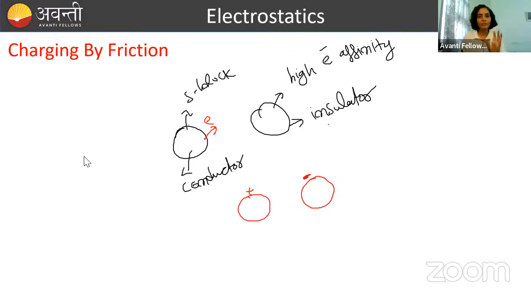So at first look, initially this was neutral and this was also neutral. One was a metal with a high tendency to lose electron, the other was a non-metal with high electron affinity. When we are rubbing them, the metal is losing electron and the non-metal is gaining that lost electron. So definitely the metal will gain positive charge, the non-metal will gain negative charge. That is, the insulator is negatively charged and the conductor is positively charged. But it is not possible to charge a conductor easily by friction.